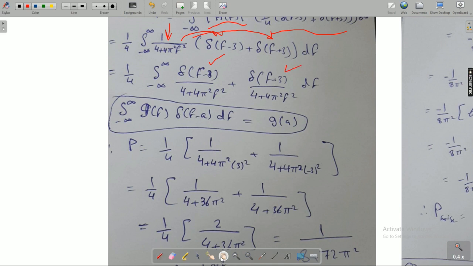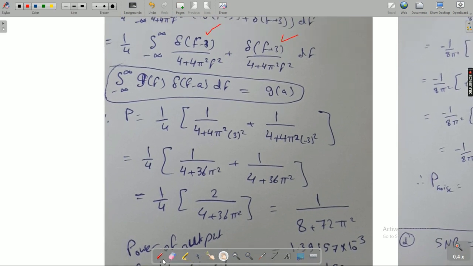Then we would like to remember something from the signals course, which is the integration of the Dirac function, the shifted one, with another function. In the case of integration from negative infinity to infinity, we don't integrate. Simply what we do is take the coefficient here and substitute in the function. So let me say it in a clearer way. My function here is 1/(4 + 4π²f²), and it is multiplied by the Dirac delta function δ(f − fc), where fc is 3 here.